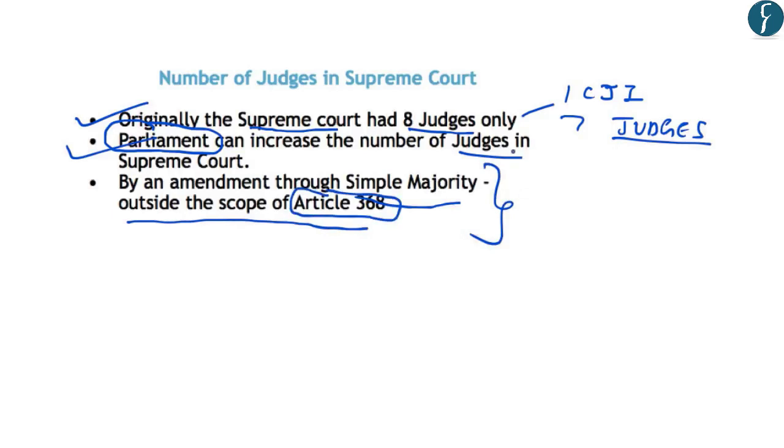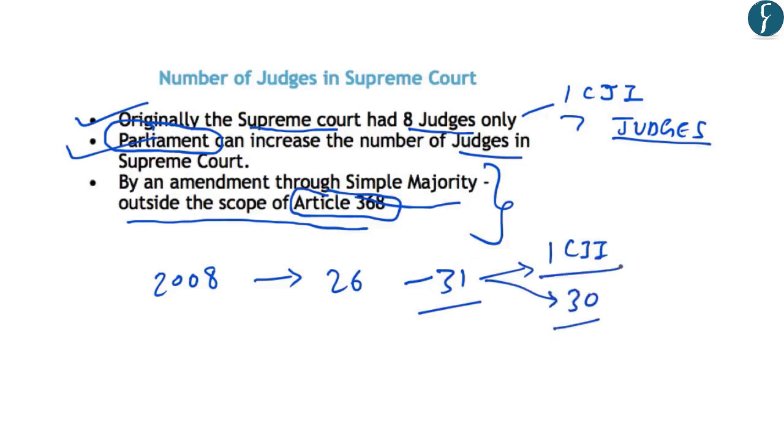So the Parliament has the power to increase the judges in the Supreme Court, and it can do so by a simple majority outside the scope of Article 368, and this can be an important fact. And the latest increase in judges was done in the year 2008 by an amendment, and it increased the number of judges from 26 to 31. And these 31 judges include 1 Chief Justice of India and 30 other judges. So presently the strength of Supreme Court is 31.